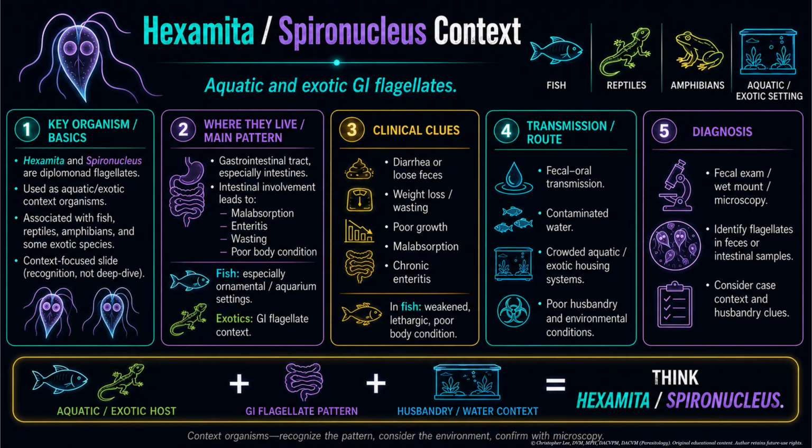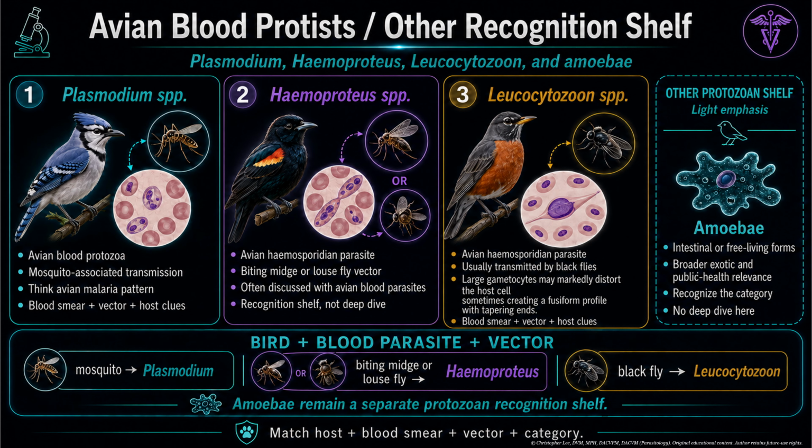In reptiles, Hexamita may also appear as urinary tract infections, particularly in chelonians. Diagnosis relies on fresh fecal or intestinal samples, microscopy, and the case context. Recognize the pattern, but do not force every flagellate into Giardia's lifestyle wardrobe. This is a recognition shelf, not a deep dive.